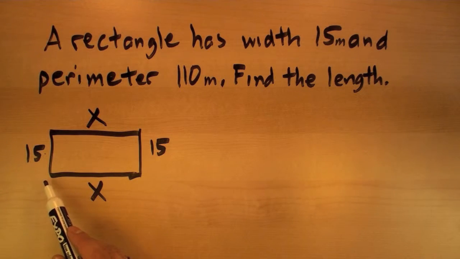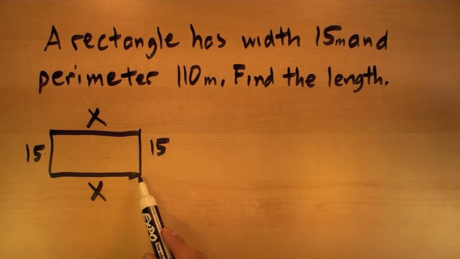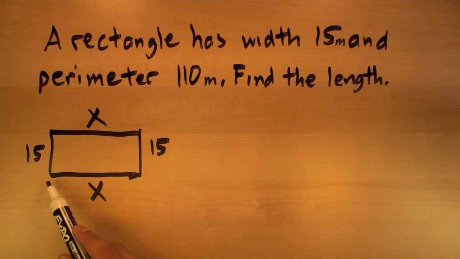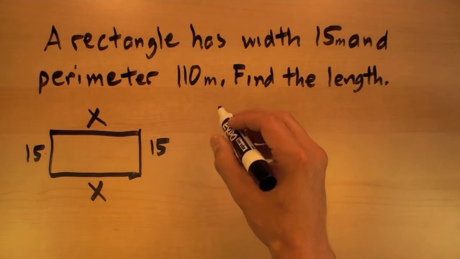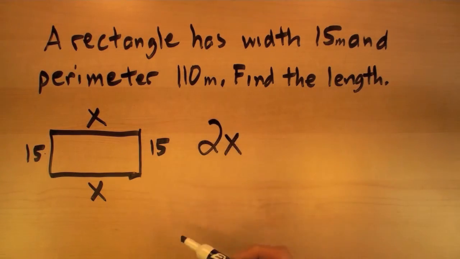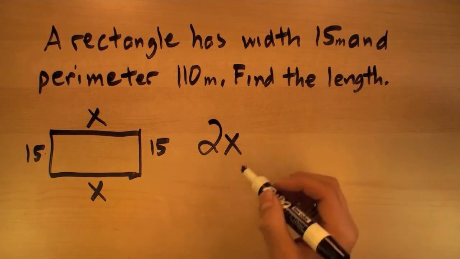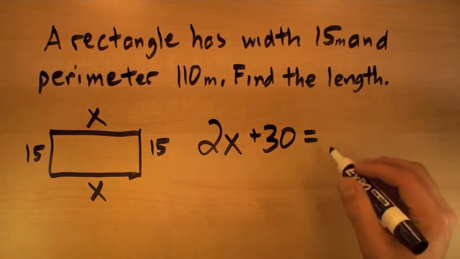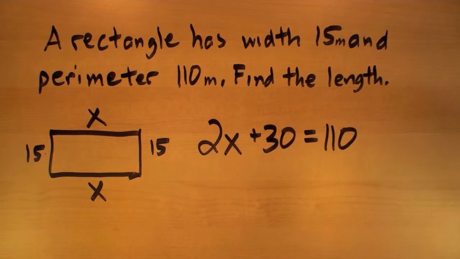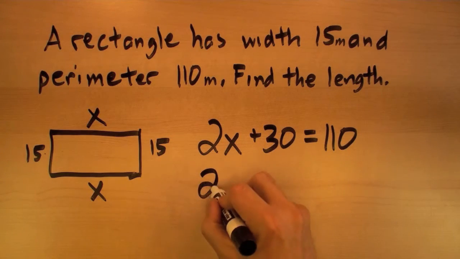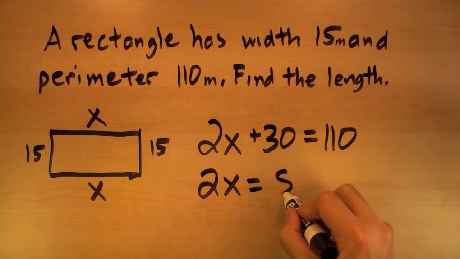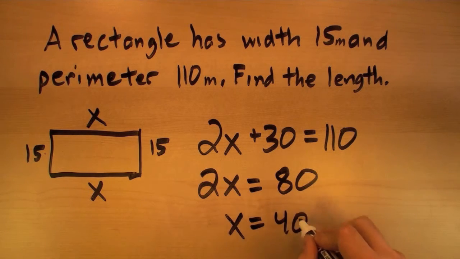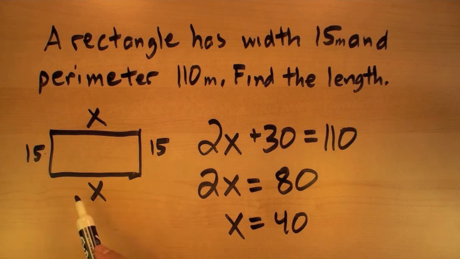So if you were going to walk around this rectangle, you'd go a distance of x, then 15, then x, then 15. Or you would have walked the length twice for 2x, and you would have walked the width twice for 30. So 2x plus 30 is equal to the entire perimeter, or 110. Subtracting 30 from both sides, we get 2x equals 80. So x equals 40. So we believe the length is 40.